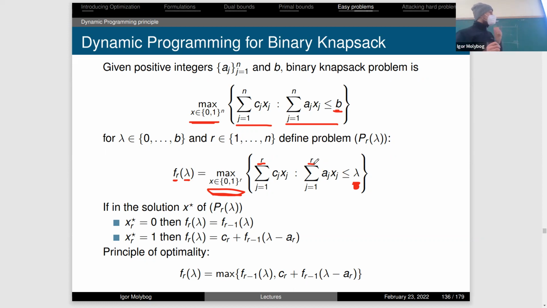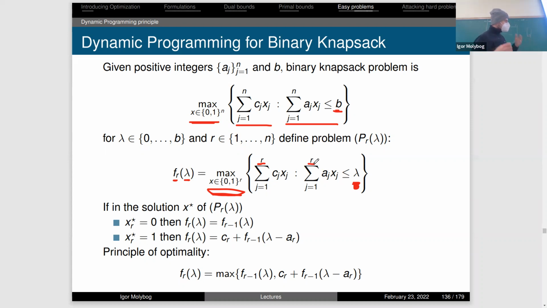So therefore, we are deeply concerned about this f r of lambda, because basically the values in this table are going to be all filled up with this f r of lambdas. If in the solution x star of P r of lambda, x star r is equal to zero, then f r of lambda is equal to f r minus one of lambda. Okay, let me actually explain the intuition behind this. We are taking a look at the optimal solution. The optimal solution is a binary vector consisting of r binary entries, and we are looking at the very last entry, and we are considering the very last item, the item number r. It doesn't really matter which item it is; it could be any item. But let's talk about the item number r.